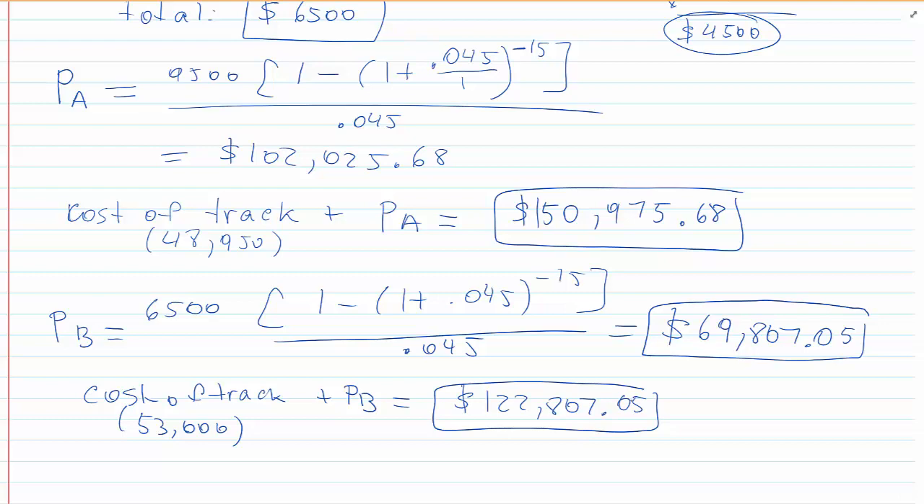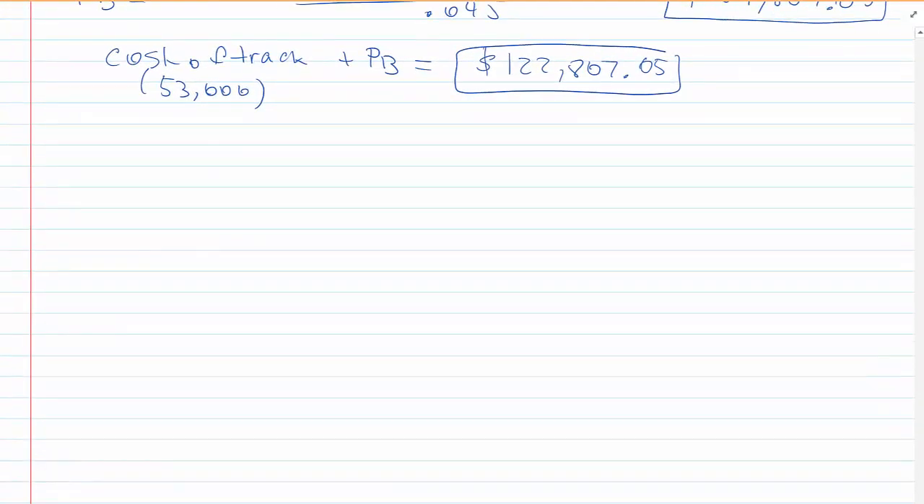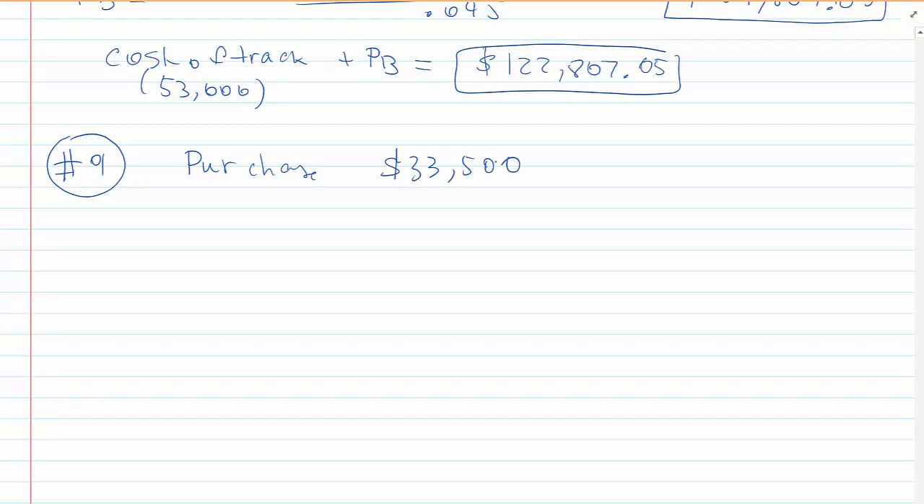All right, let's look at number 9, and then I'll do 10 and 12. Number 9 is another interesting application of the annuity. It's making a decision between purchasing or leasing. The purchase price of the car is $33,500, and then leasing.